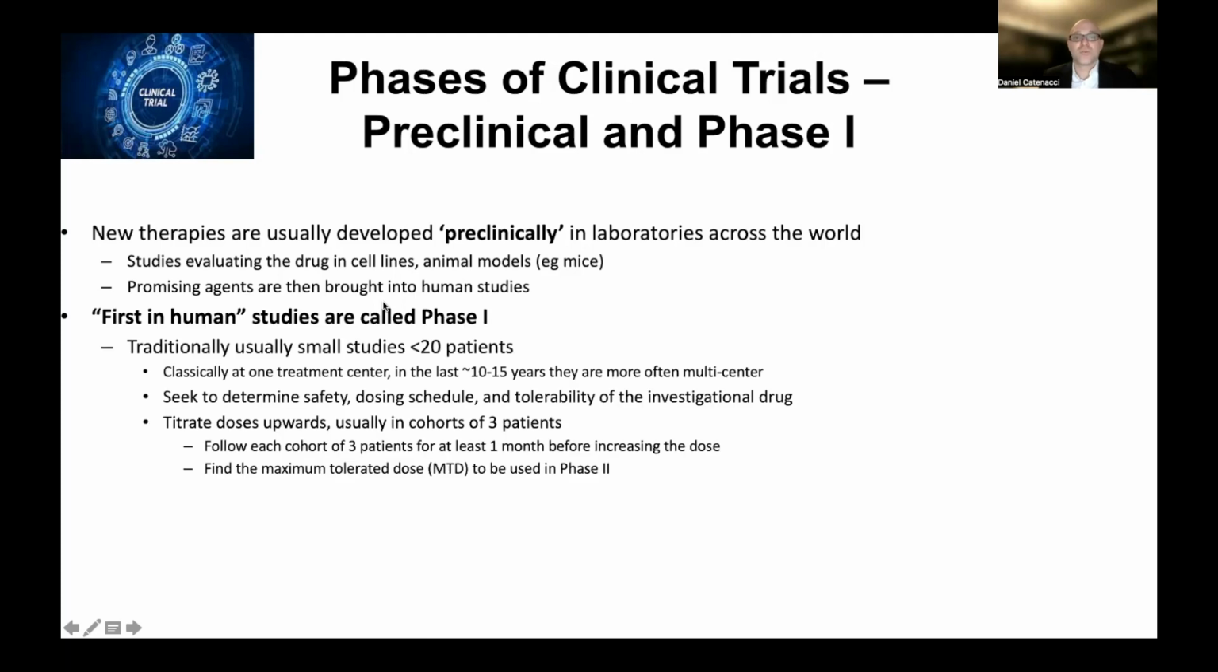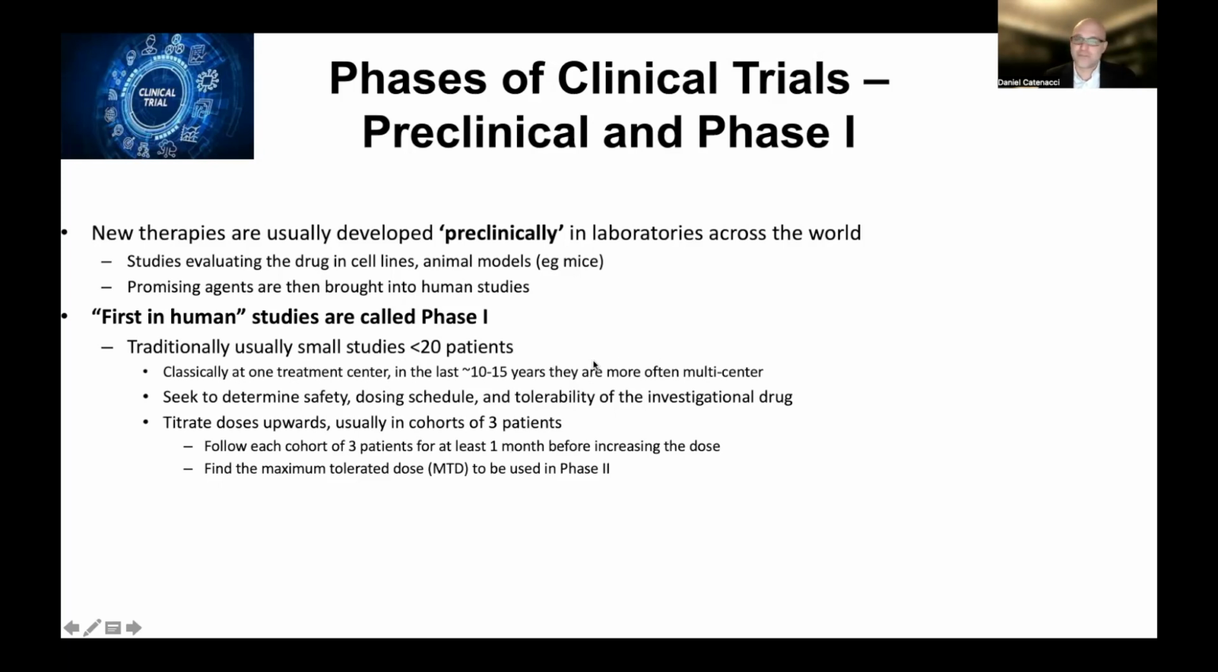The first in human studies of a new drug are called phase 1 studies, and they're typically smaller, usually, historically at least, less than 20 patients. And classically, they would be run at one treatment center. In the last years, they've been sort of expanded, and they're usually done at multiple centers at the same time.